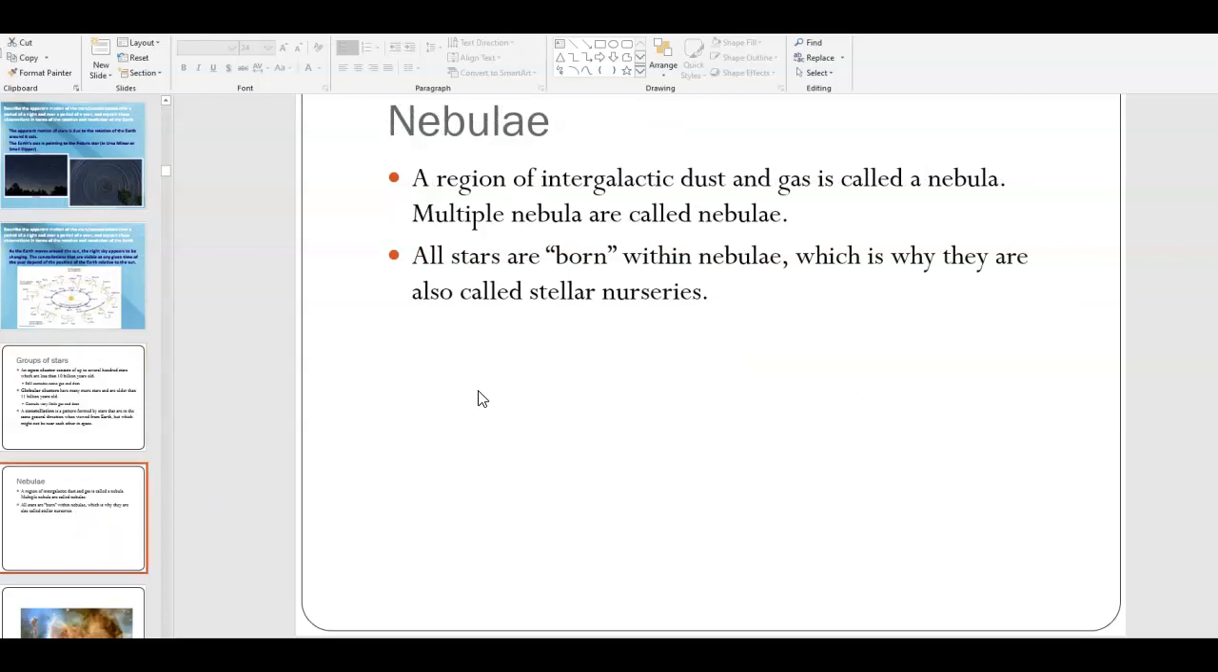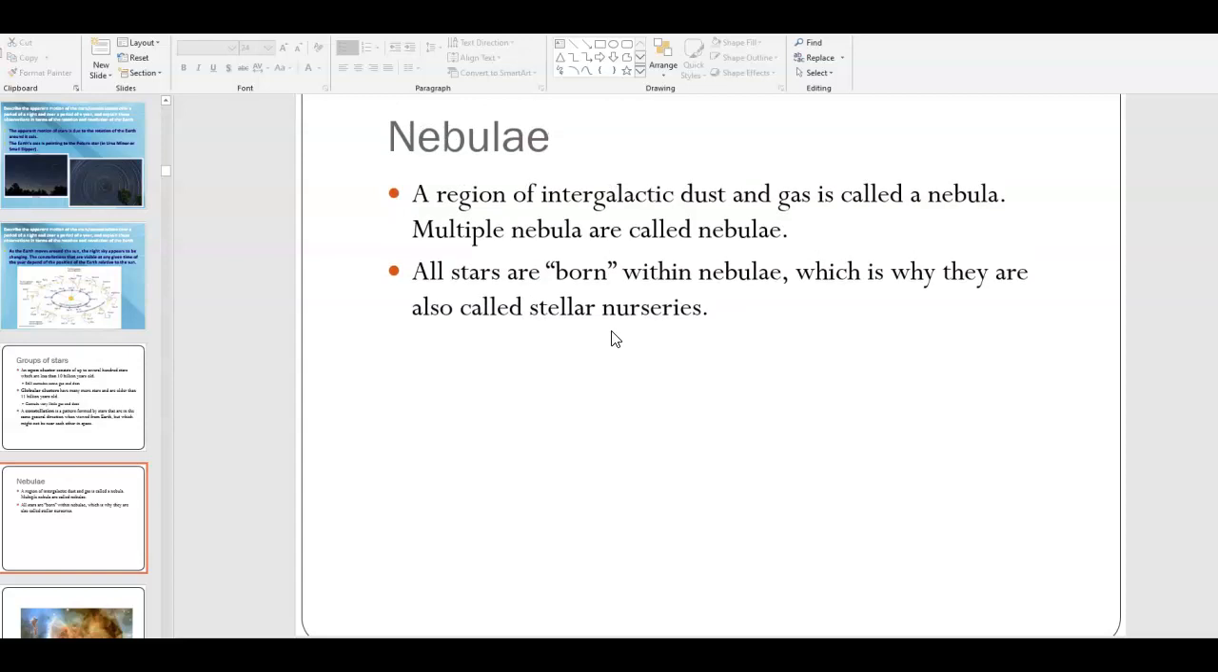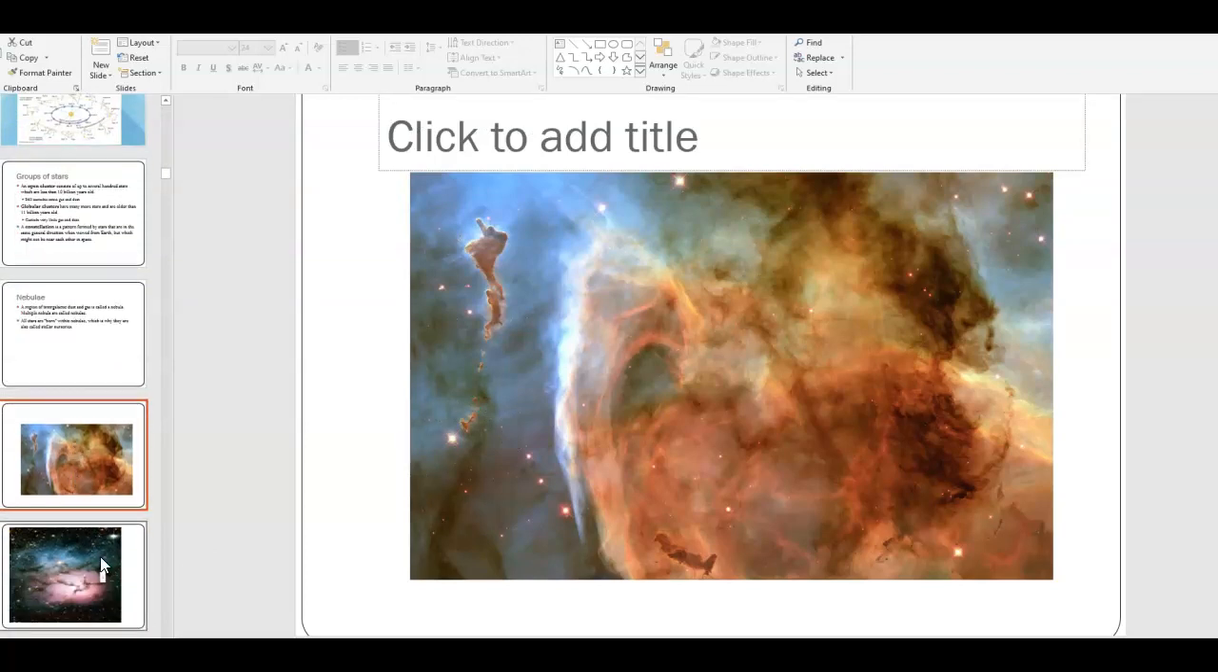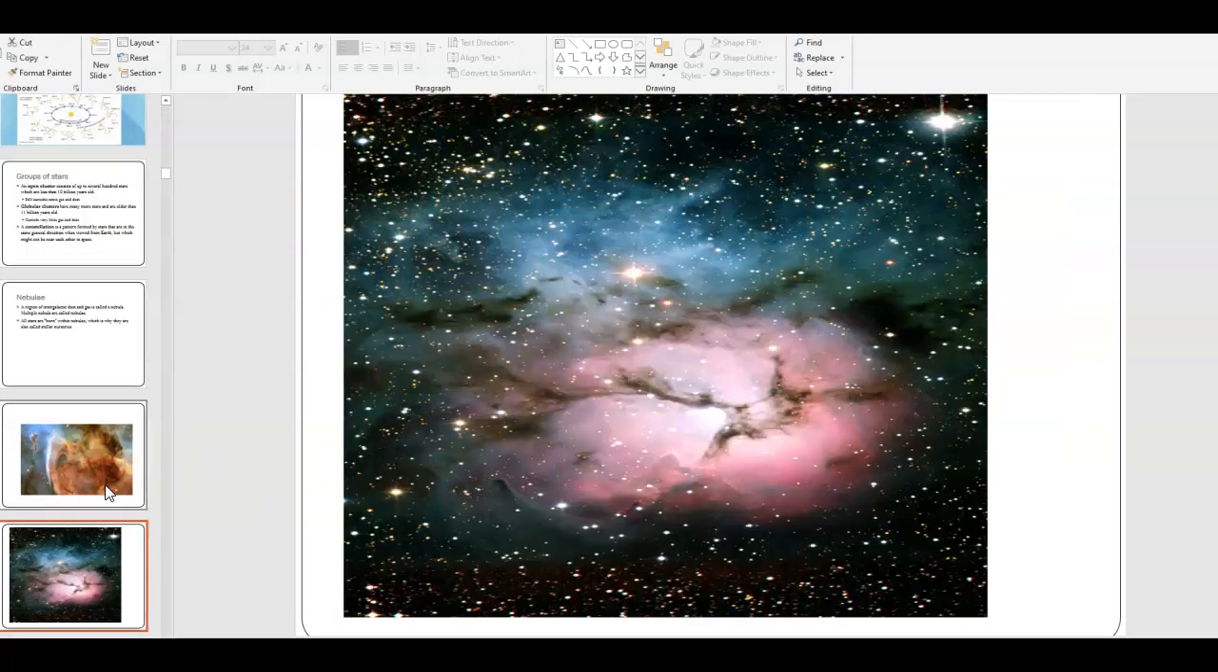I do want to talk about what a nebula is really quickly. A nebula is a region of intergalactic dust and gas. And this is basically where stars are born, because we talked about before how stars are formed when you have a bunch of gas and dust out there that attracts inward because of gravity. So that's where a star is born. Now, where do nebulae come from? We'll talk about that later. But these are also called stellar nurseries because that's where stars start their lifetime. Okay, so here are just some pictures of a couple different nebulae. Very pretty pictures.